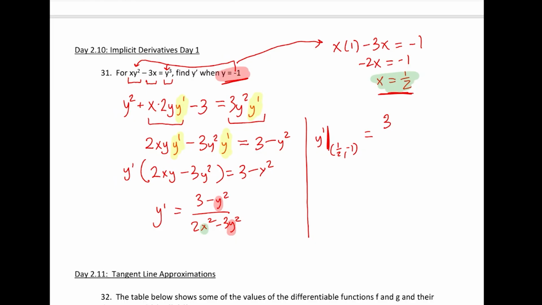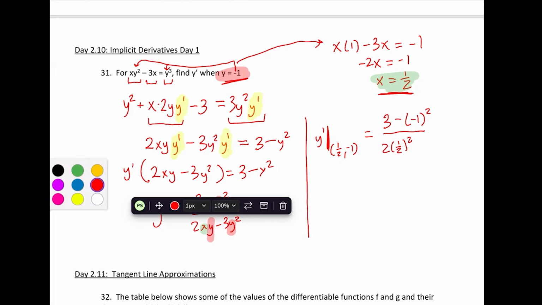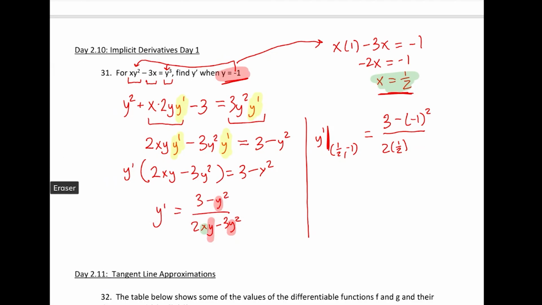minus y squared. So that'd be minus negative 1 squared over 2 times 1/2 squared. Am I missing something here? Hold up. Oh, wait a minute. Back it up. Okay, I won't have to change too much here, but when I divide it here, for some reason I wrote x squared. That should be xy. So we're going to plug in a y there. So that should not be squared. Something did not look right, and I'm glad I caught it.